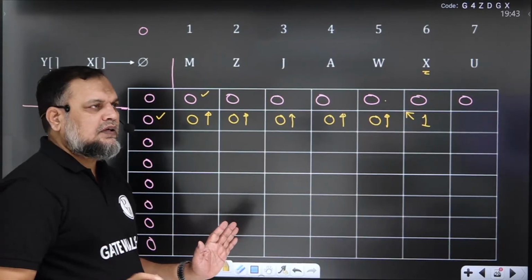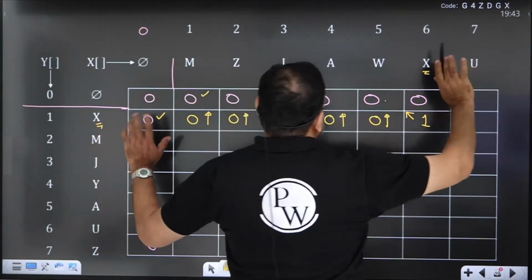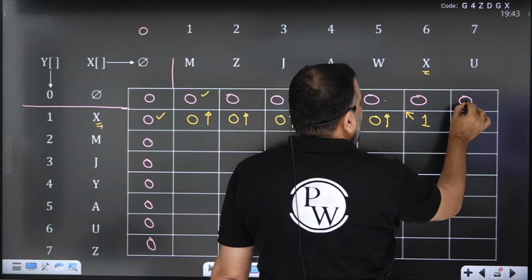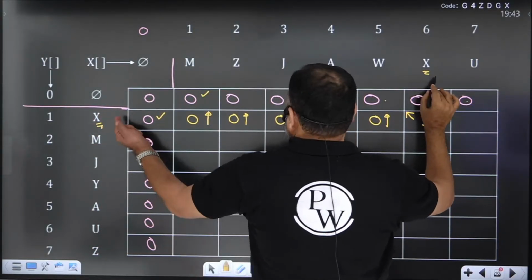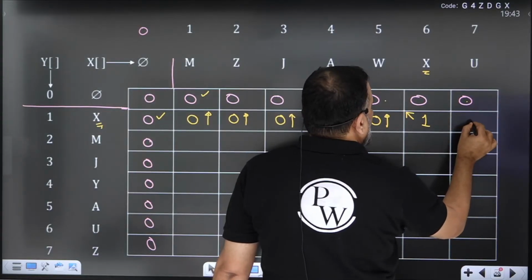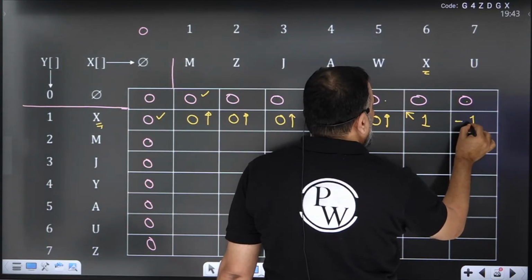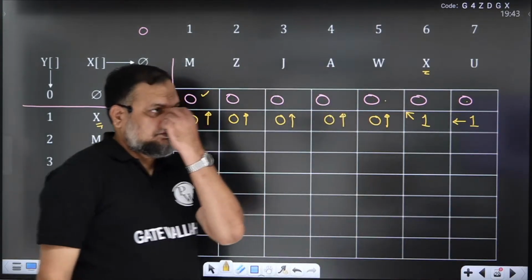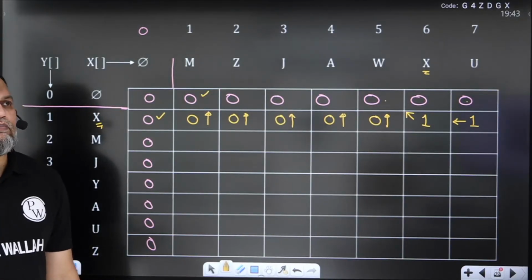Understood? Then x matching with u, it is not a match, so therefore maximum of 0, 1, because x was already matched earlier. So maximum of 0, 1 will be 1, I take the entry from here. This is how I fill up.